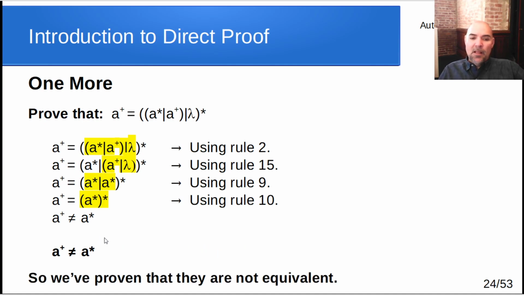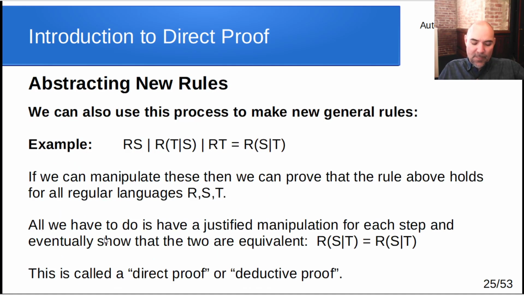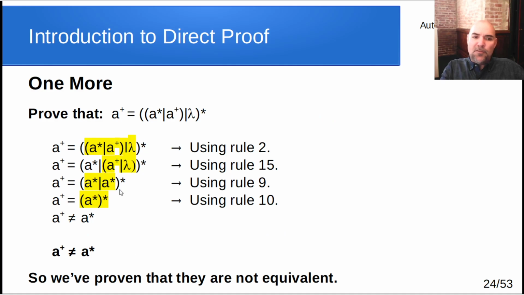Now, that proof that they're not equivalent, that model of how we prove that, either to prove something true or prove something false, we're going to use in a little bit. But one thing before we get to that: notice these ones back here are with specific regular expressions. A plus, A star, union A plus, that whole thing, union lambda, the whole thing, star. Those are specific regular expressions.